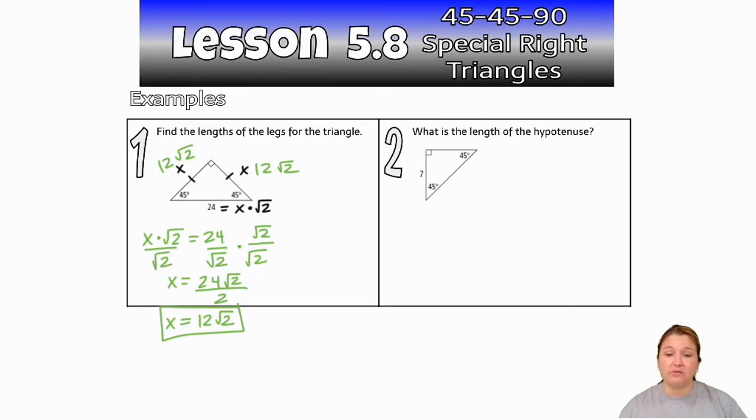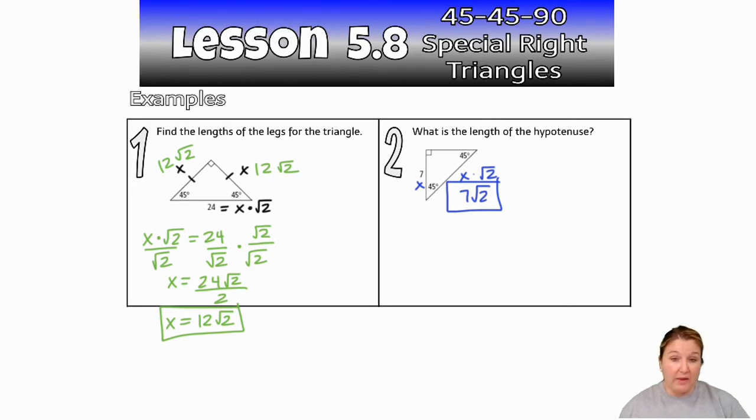Now, this one's pretty much straightforward. We're given a leg length, and we need to find the hypotenuse. We could do this by the Pythagorean theorem. We know that 7 and 7 go on, but we know that this is a special right triangle, 45, 45, 90. So therefore, we know that the hypotenuse is x, which is 7, times the square root of 2. Since x is 7, it's 7 times the square root of 2, and boom, you're done.